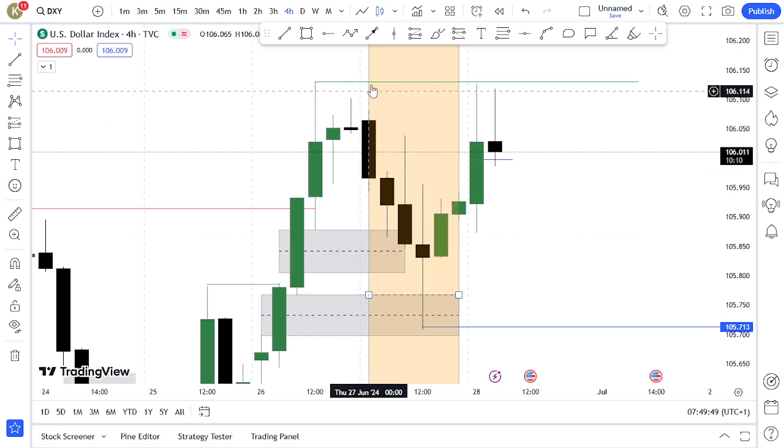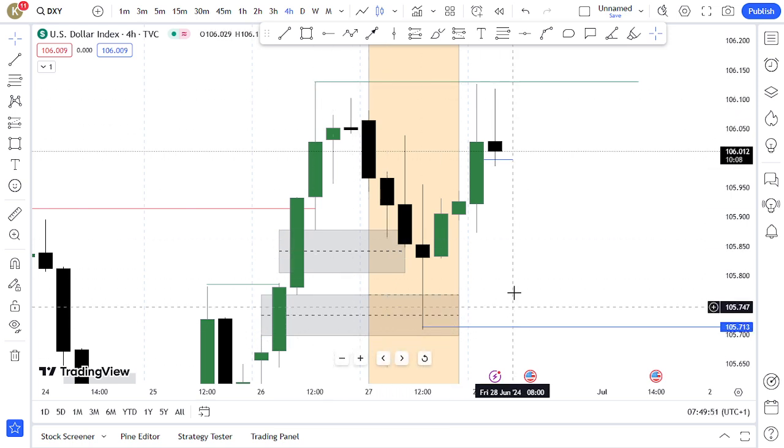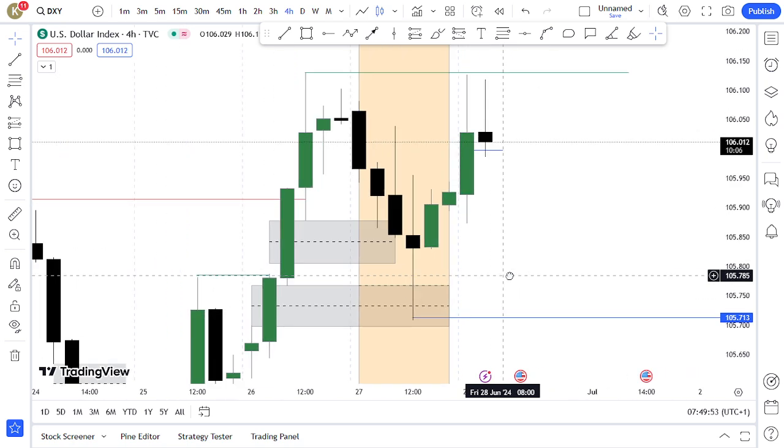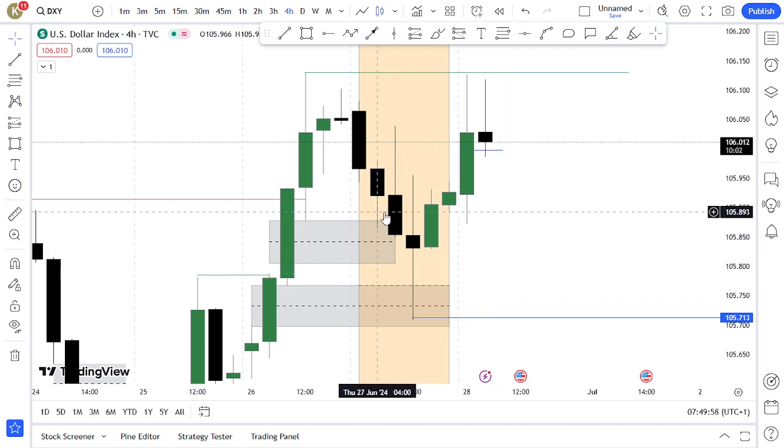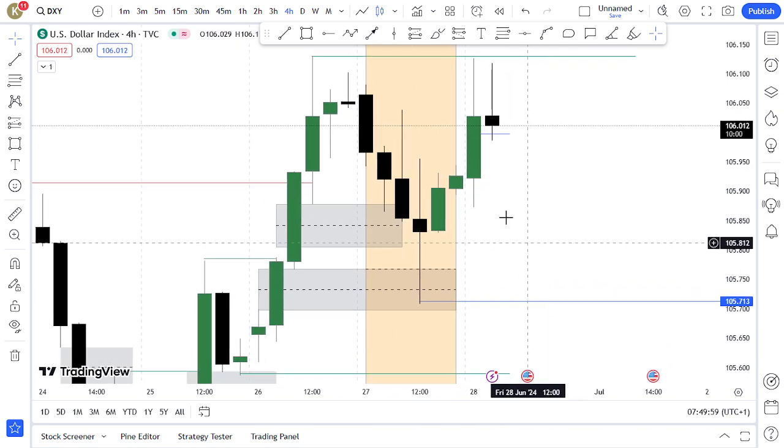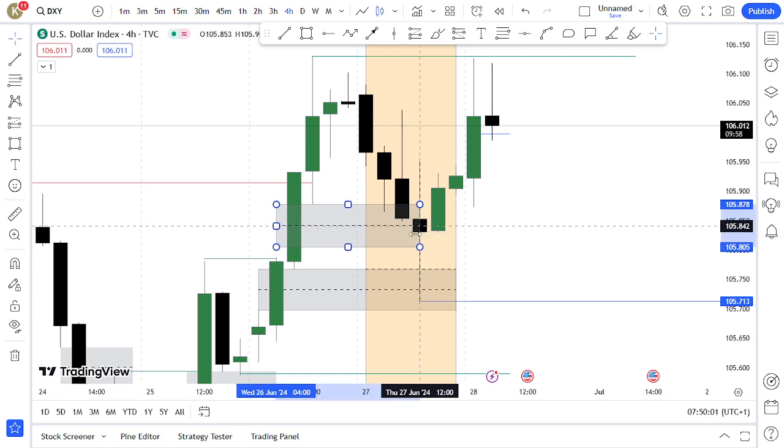Now the draw could be higher or it could be lower. So when your draw is not clear to one side, stay away from it. Okay, now my draw is not clear. So if I come to the New York session, I'm going to find out that this place, price has started trying to fail it.